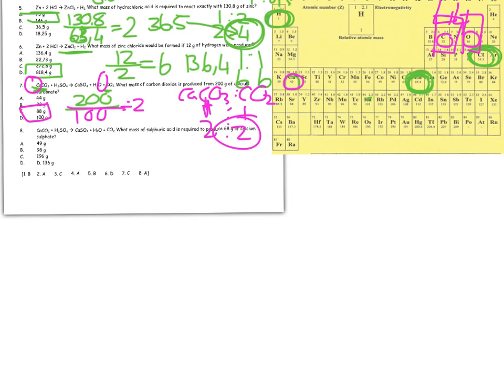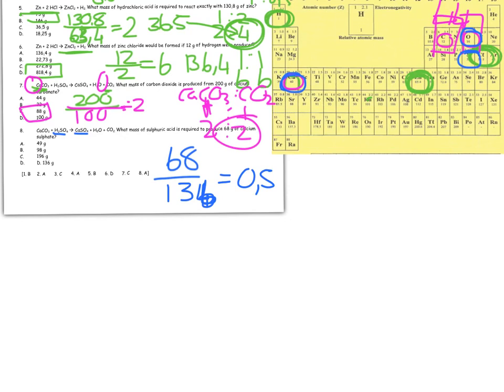What mass of sulfuric acid is required to produce 68 grams of calcium sulfate? So let's get a relationship here. Firstly, I've got 68 grams of calcium sulfate, so I go 68 divided by calcium sulfate, which is going to be 40 plus 32 plus 4 times 16. And I land up with 136. When I divide that, I get 0,5.